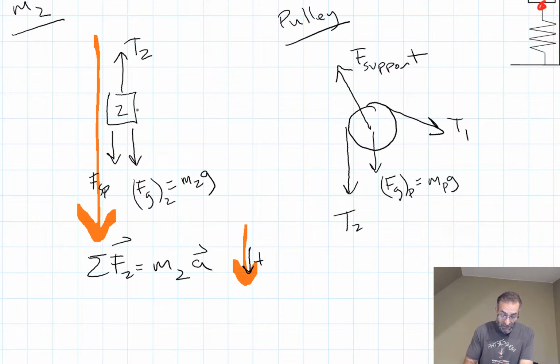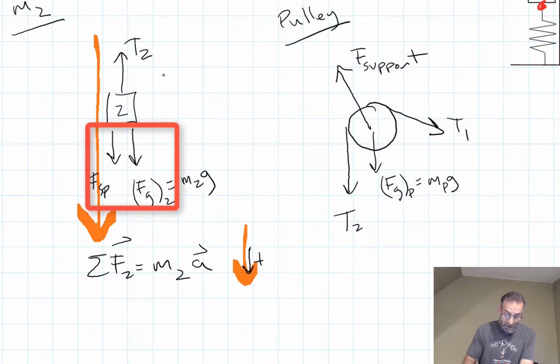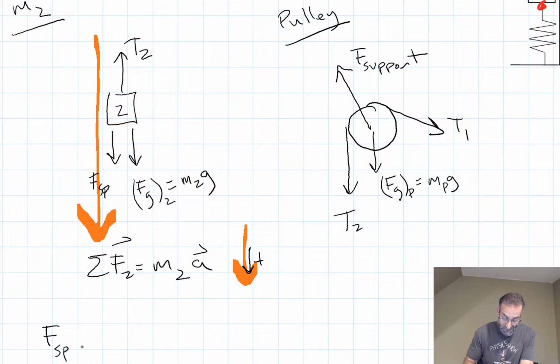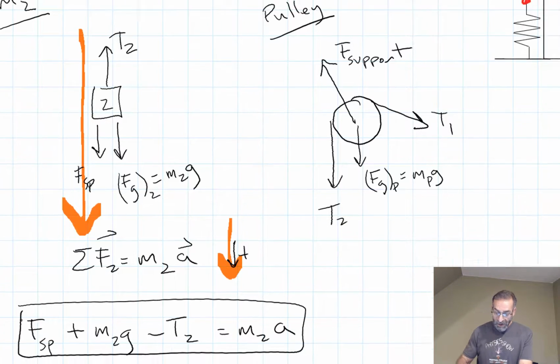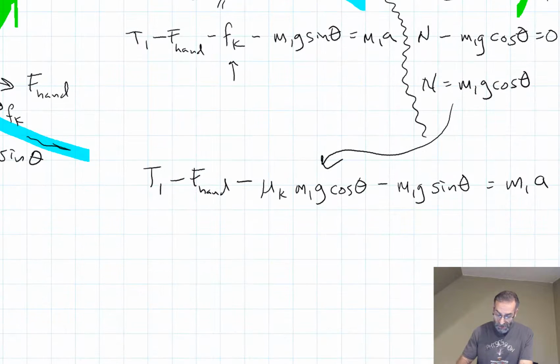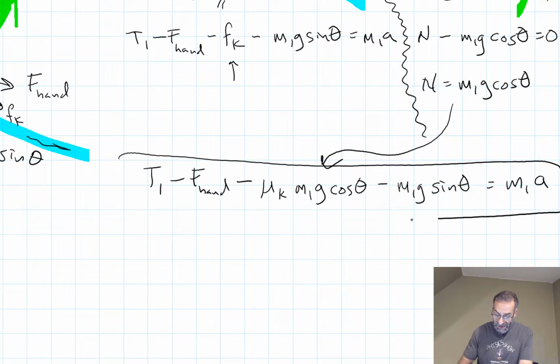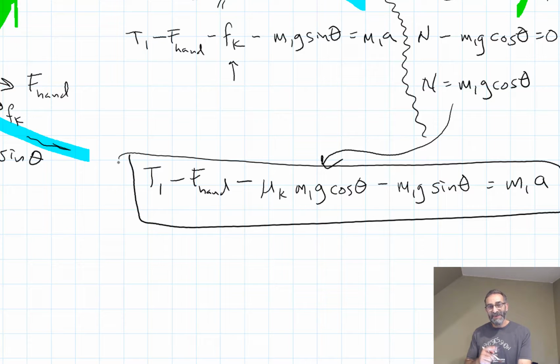So I look at my free body diagram. I see I have two forces in the positive direction, the spring force and the weight of mass 2, and one force in the negative direction, T2, and those have to add up to be M2 times the acceleration. So I have one equation here with two unknowns, A and T2, and I have one equation over here with two unknowns, A and T1. I need one more equation that links T1 and T2.